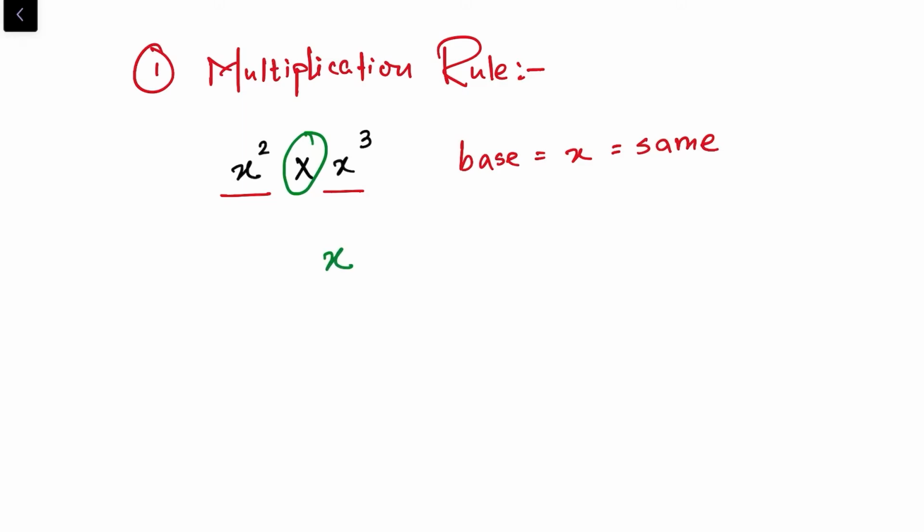And now you have to take this 2 and this 3 and add them together, 2 plus 3, which will give us x to the power 5. So we can see that when the base is the same and it is multiplication, we just have to add these power values.